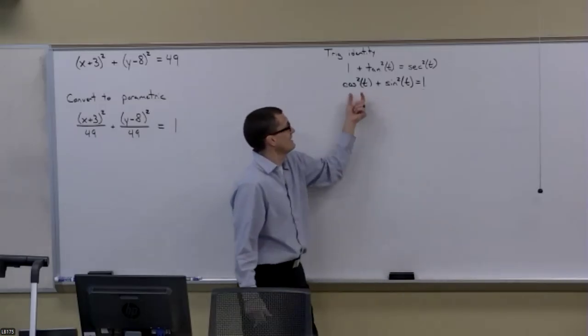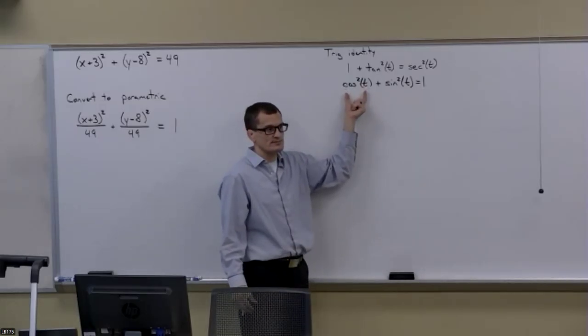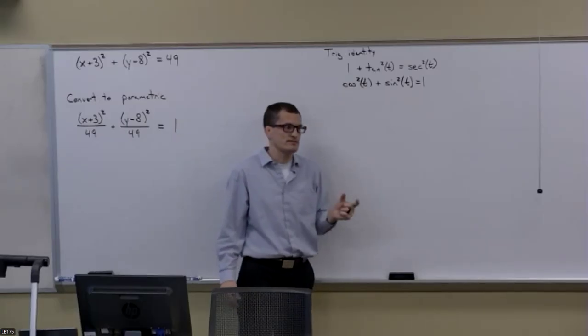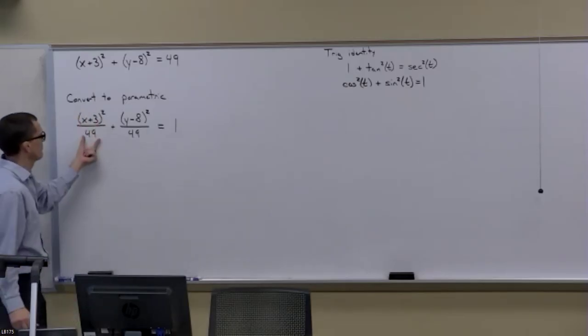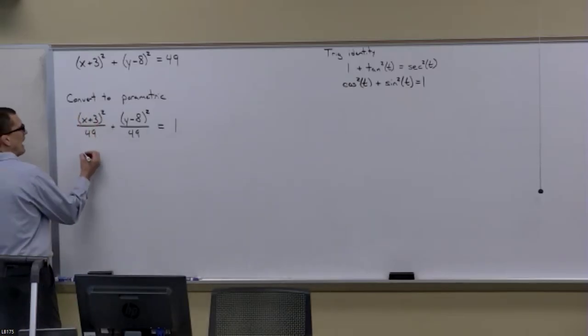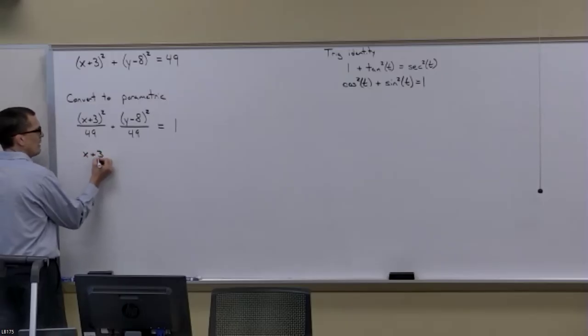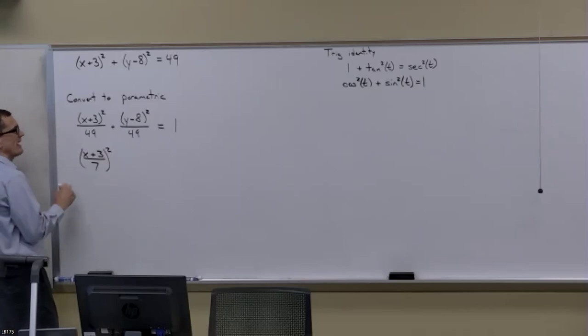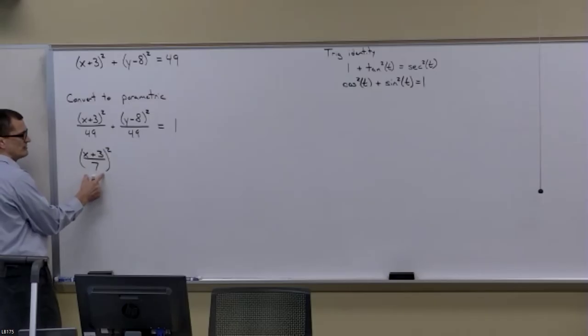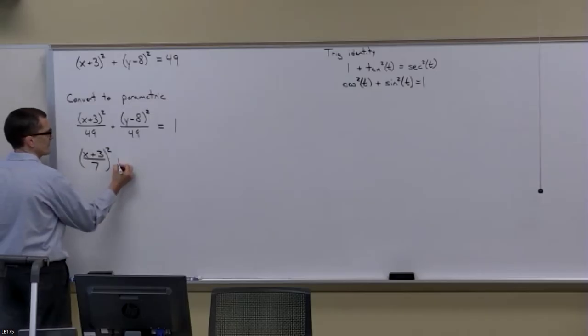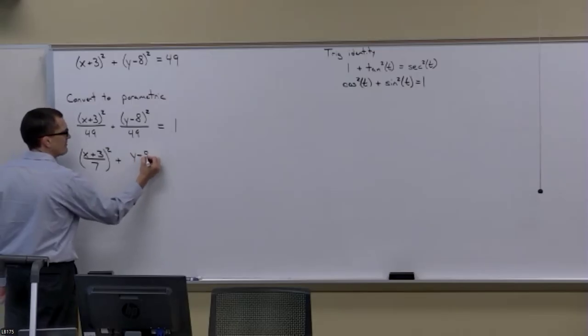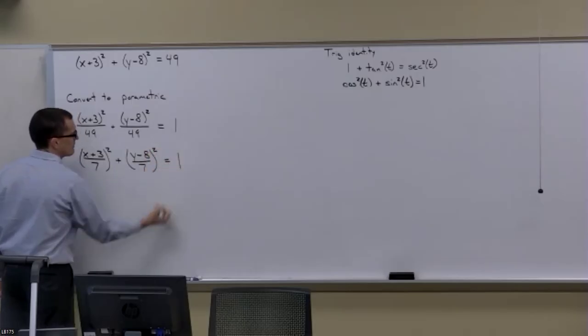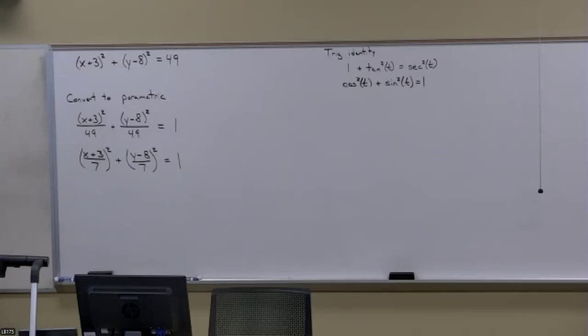The other thing I need is something squared. Now I almost have that. I have something squared over 49. I need to make that into one quantity being squared. So that's (x plus 3) over 7 as a quantity being squared, and then (y minus 8) over 7 as a quantity being squared. That makes sense?